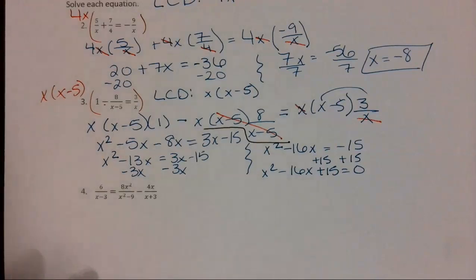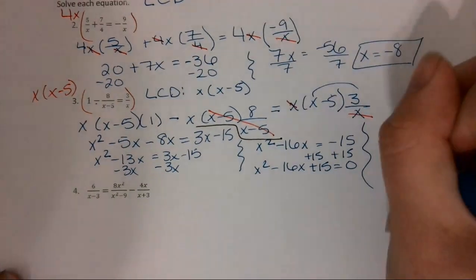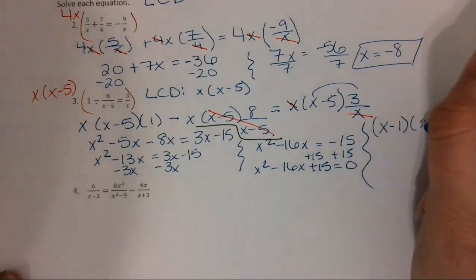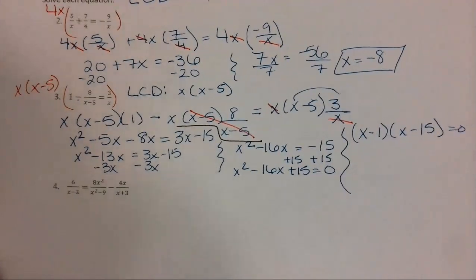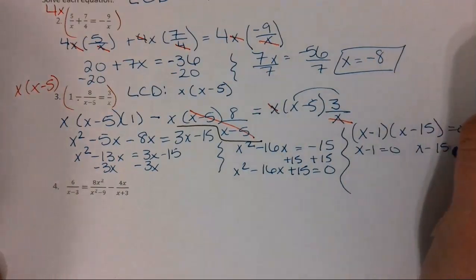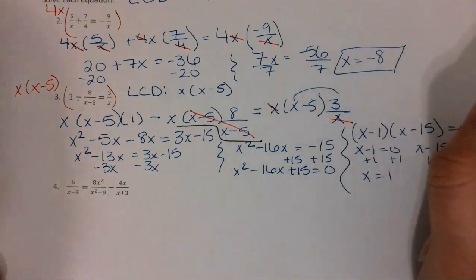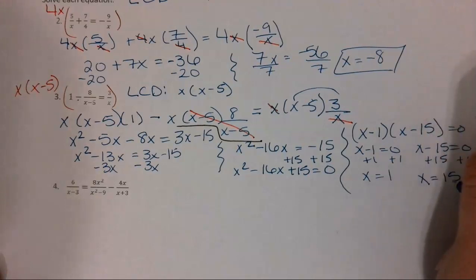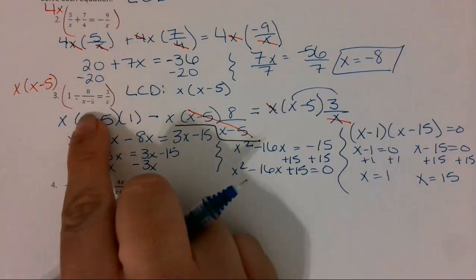Then I'm looking for what multiplies to positive 15 and adds up to negative 16. It's going to be negative 1, negative 15. And they both equal 0. Then I take each of my pieces, set them equal to 0. I get x equals 1 and x equals 15. What I would need to do is, since I've got more than one answer, I need to plug back in and check and make sure they work.